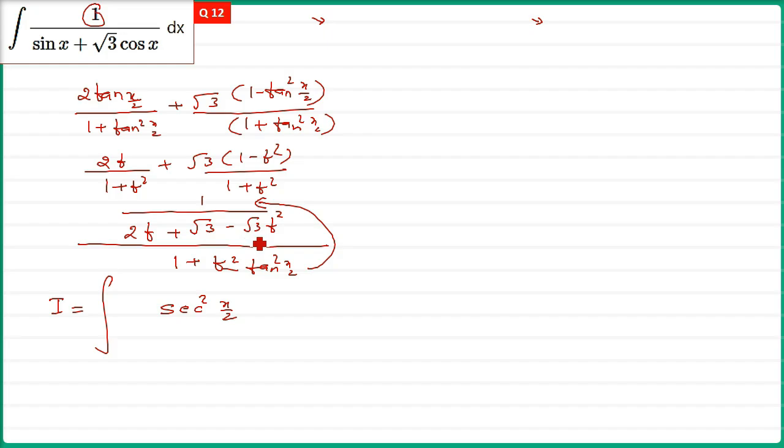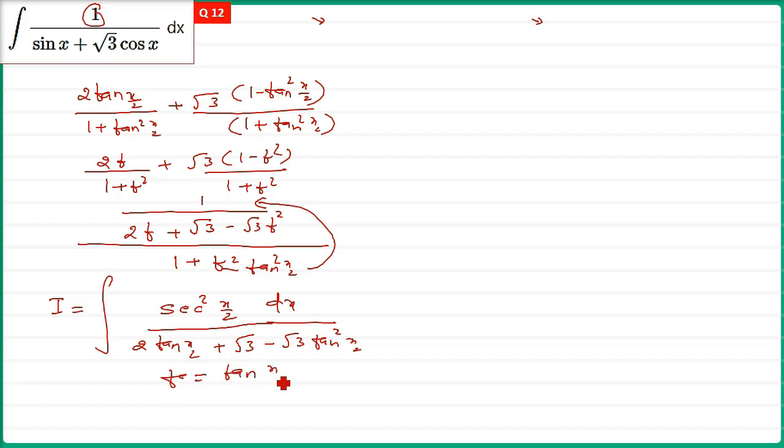Now this 2t plus root 3 minus root 3t square, let me write it again in the form of tan x by 2. So 2 tan x by 2 plus root 3 minus root 3 into tan x by 2 whole square. So we have to now integrate this. We'll take t equals tan x by 2. This is the actual substitution. So dt will be equal to sec square x by 2, and the differentiation of x by 2 will be half dx. This 2 will go up, so 2 dt equals sec square x by 2 dx. So the numerator can be replaced by 2 dt now.